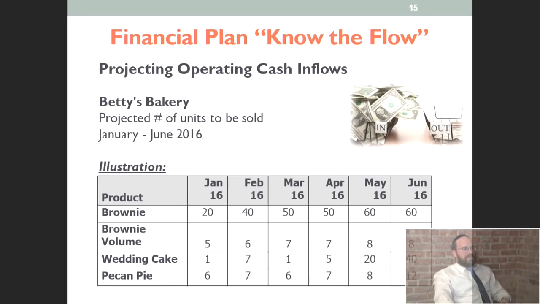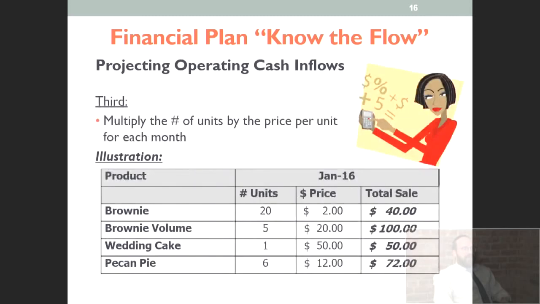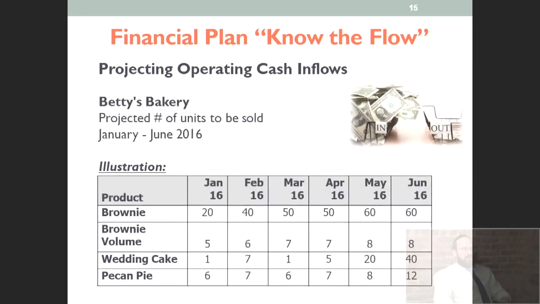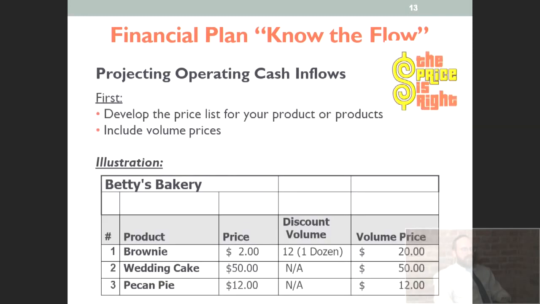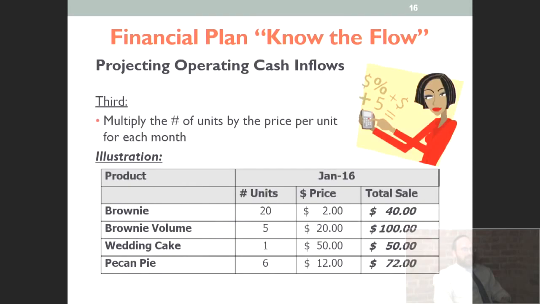So in this specific case, we have the projected number of units sold per product from January through June of '16. We're projecting that we'll be selling, let's just look at January, 20 units of the brownie. We'll sell 5 volume of brownie, which is in short 5 dozen. We'll sell a wedding cake and a pecan pie. This is the projected units that we will be selling. Once we know that, we can then calculate what amount of sales we're going to be doing for the month. And obviously, if we go back to the previous slide, we have the prices set, so it's very easy to calculate the amount of sales you're going to do for this specific product.